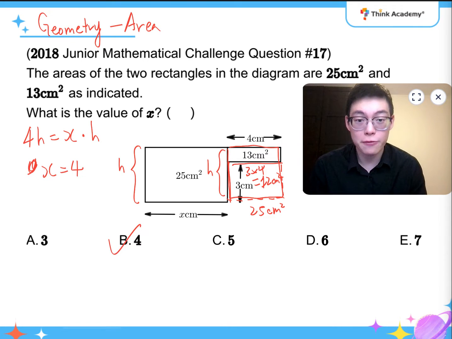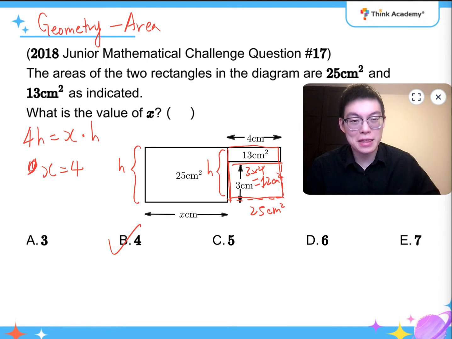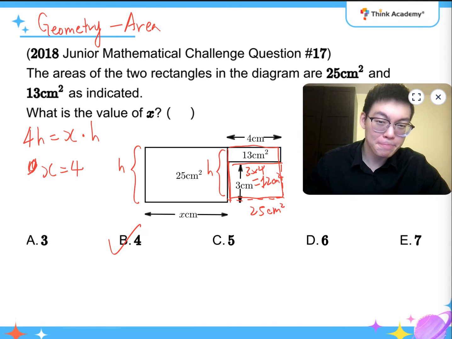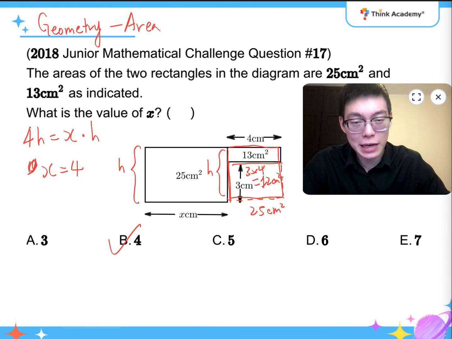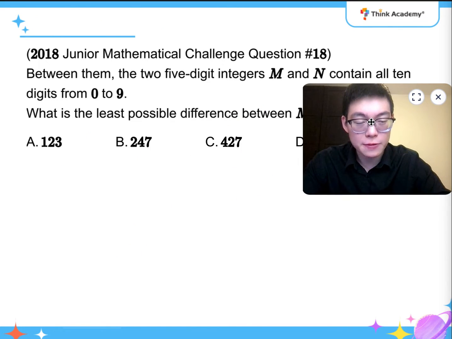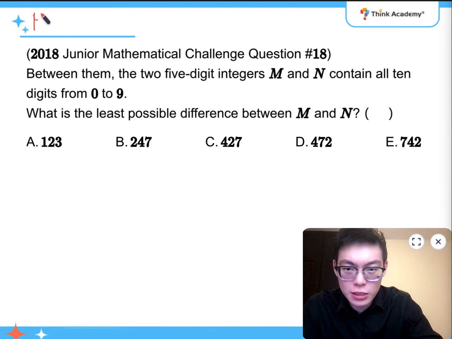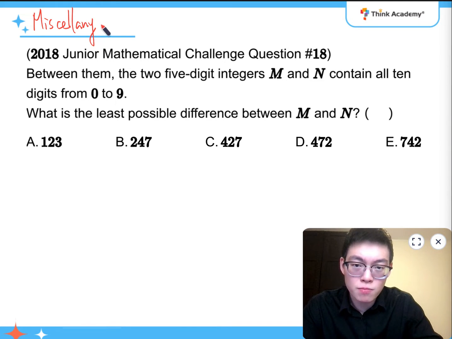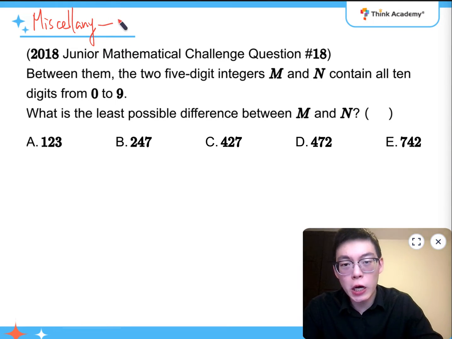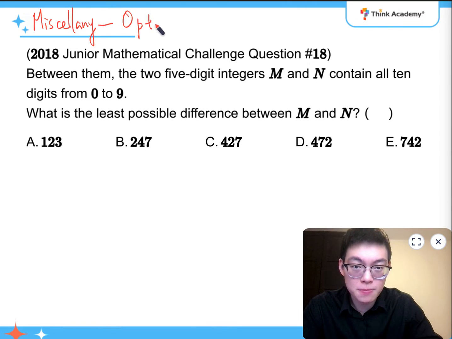So that's how we can find the area. That's how we can find the value of x. The length of that rectangle there. Okay? So that's for question 17. And as for question 18, it is a miscellany question. And it will be on optimization.